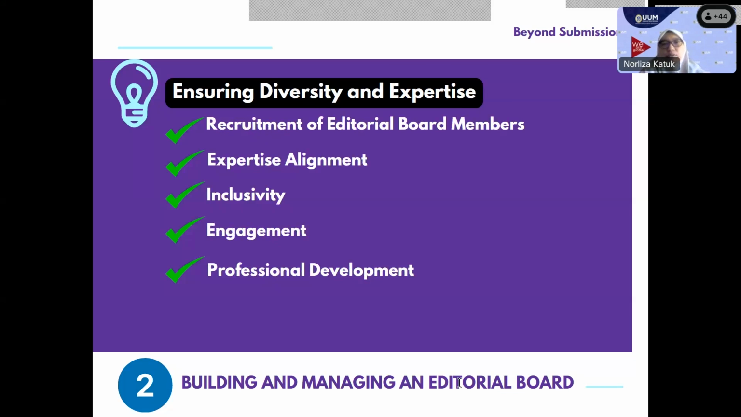Apart from the reviewers, we also look into the recruitment of editorial board members. That is important, the connection that I explained in the previous session just now. If we have a limited network, we are unable to recruit editorial board members to our team. Therefore, it is actually a requirement for us to have a wide network so that we can recruit top professors from universities internationally to be the editorial board members, and to ensure that their expertise is aligned with the journal scope, because this is sometimes important.